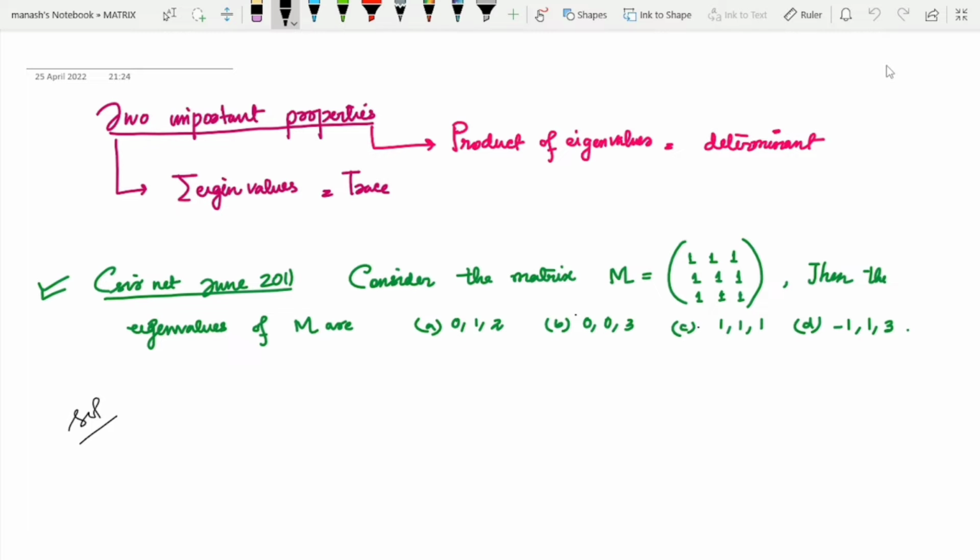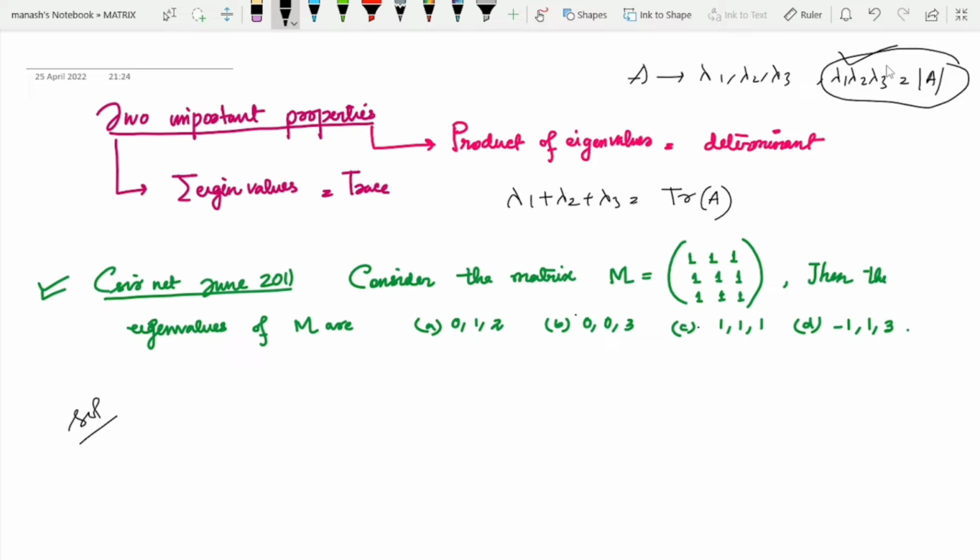The first property is that the product of eigenvalues of a matrix is equal to the determinant of that matrix. Suppose a matrix A has eigenvalues lambda 1, lambda 2 and lambda 3, then the product of the eigenvalues, that is lambda 1 into lambda 2 into lambda 3, will be equal to the determinant of the matrix A. So this is the first identity or property. The second one is that the sum of the eigenvalues of a matrix is equal to the trace of the matrix. Suppose A has eigenvalues lambda 1, lambda 2 and lambda 3, then the sum of the eigenvalues, that is lambda 1 plus lambda 2 plus lambda 3, will be equal to the trace of the matrix A. And the trace of the matrix A is the sum of the diagonal elements.